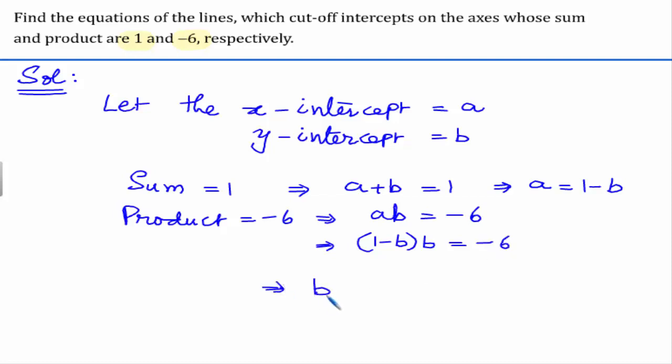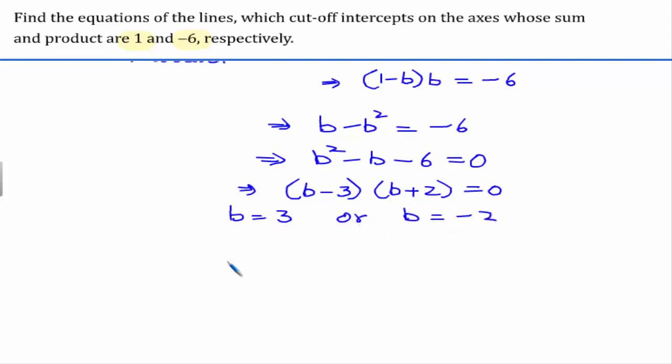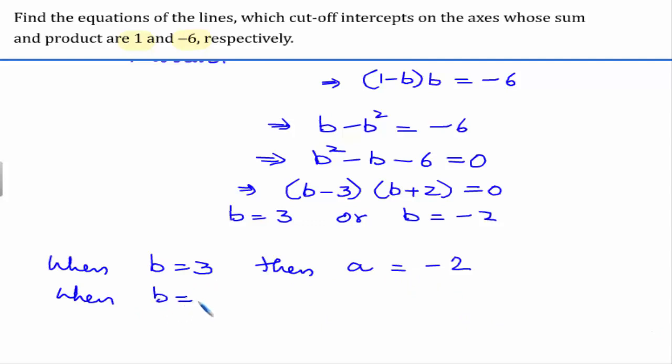This will give us b minus b square is -6, and we get a quadratic equation here: b square minus b minus 6 is equal to 0. If we factorize this, we get (b minus 3) into (b plus 2) is equal to 0. So we get b is equal to 3 or b is equal to -2. Now when b is equal to 3, then a will be equal to -2, because their product should be -6, and when b is equal to -2, then a is equal to 3.